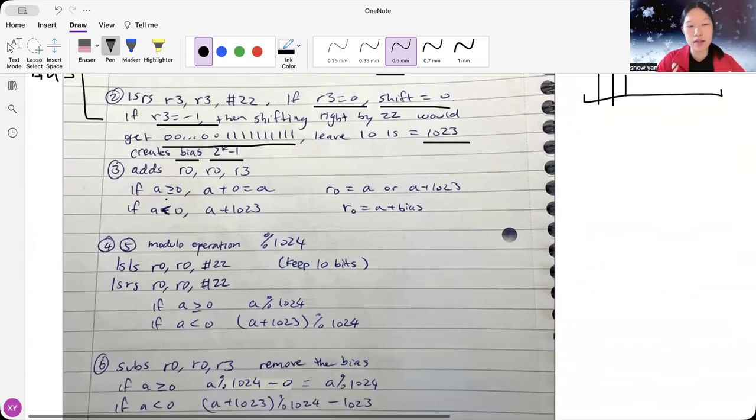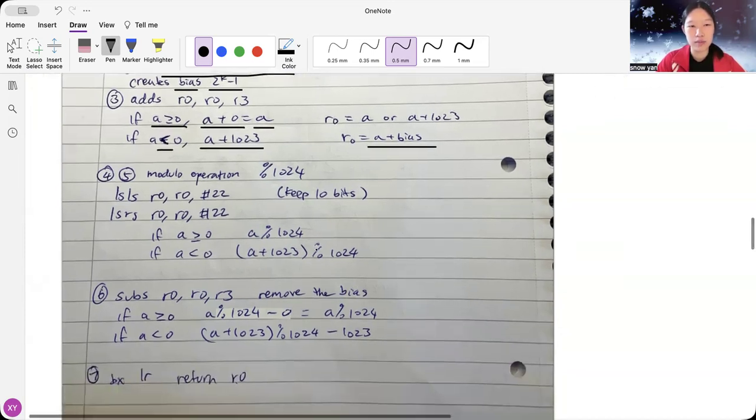And then what I do is, okay, I have my number 3 step. So I'm going to add R0, R0, R3. So I'm going to, again, break it down into two cases. If it was positive or 0, then R3 would have been 0, right? So I have no bias, so I'm still kept at A. Otherwise, if it was less than 0, then my thing would just be A plus 1023 from before, right? So I'm just adding the bias to my initial thing.